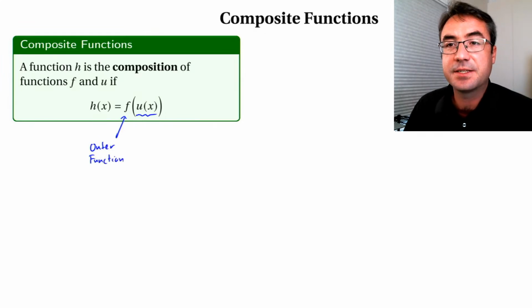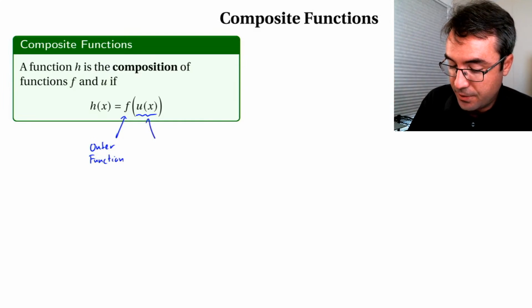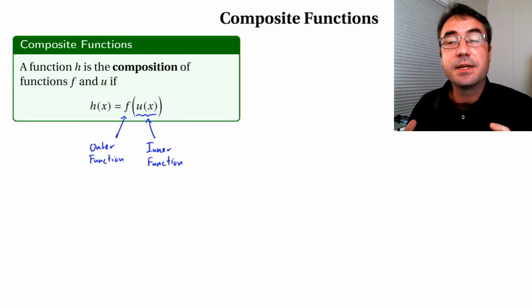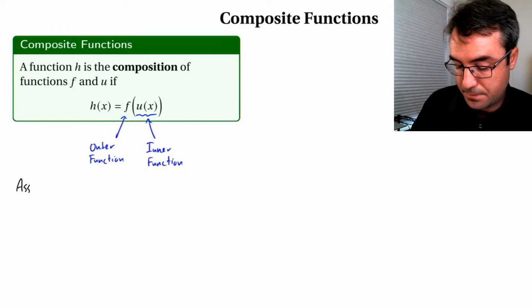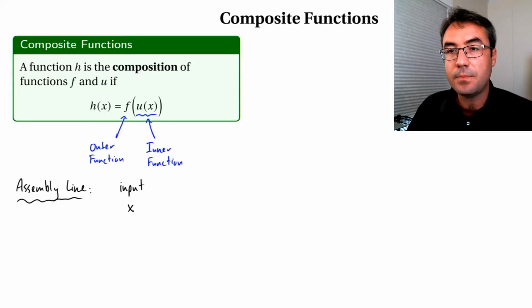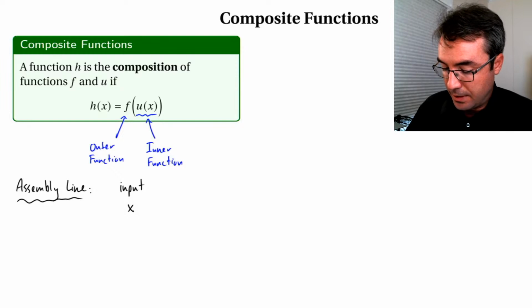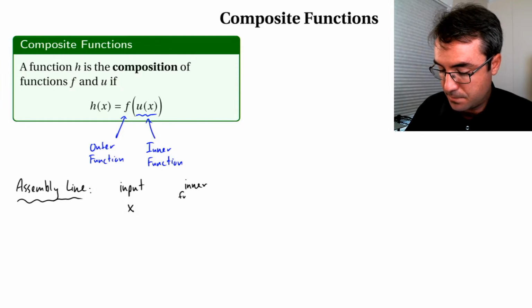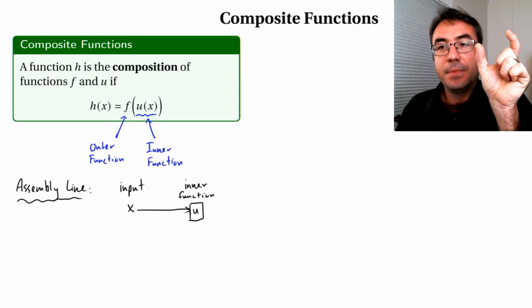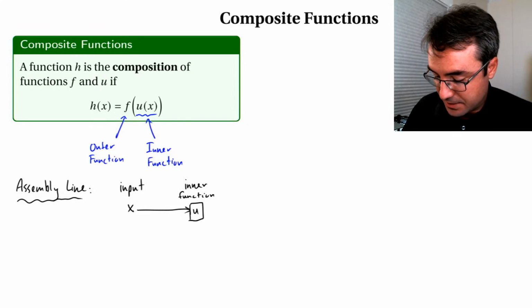And we consider this u of x that's inside the parentheses there to be the inner function. And when we think about composition, we can think of it like an assembly line. So we have some input x. And what happens on our assembly line here? Well, it first goes to our inner function u. And then what does function u do? It spits out u of x.